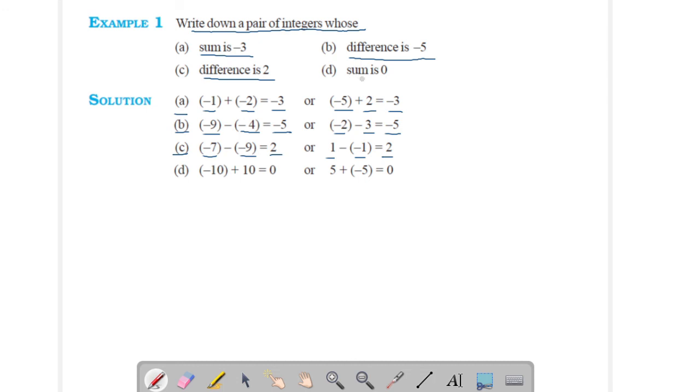Now D part, sum is 0. You have to take two integers whose sum is 0. Say, solution of D part: minus 10 and 10. If you add them, what will you get? 0. Your answer is minus 10 and 10. Again 5 and minus 5. If you add them, what will you get? 0. Your answer is 5 and minus 5. These are two pairs of integers whose sum is 0.